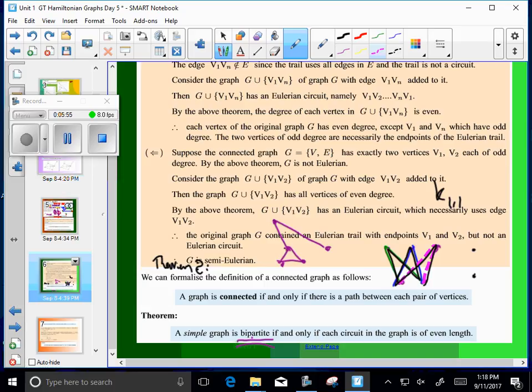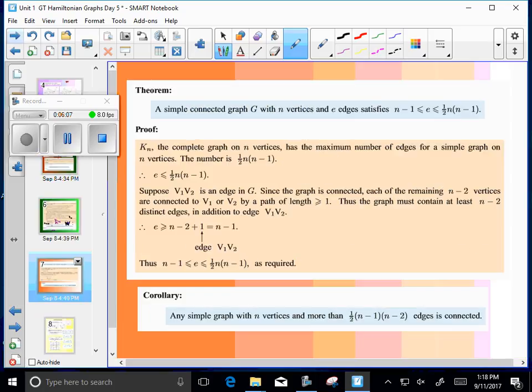I don't think so. And you can use this definition to prove it because it's not even. Yeah. Simple graph is bipartite. And then the last one here is the most important one. Actually, I think this is the last one. This is the one I want you to know.